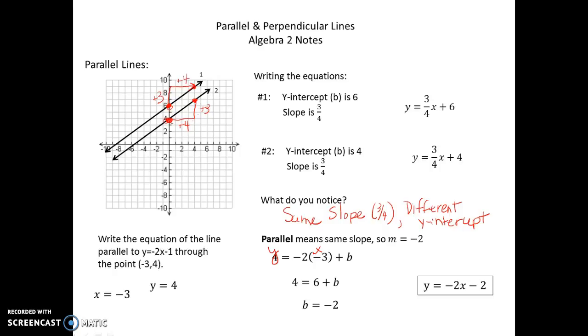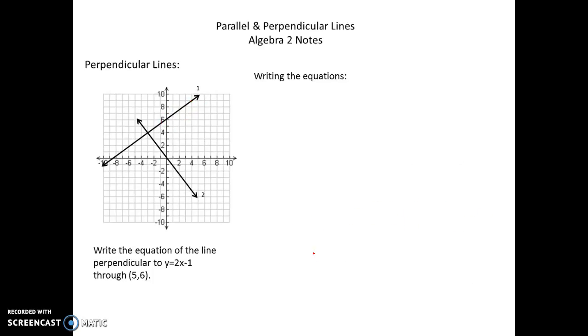Okay, let's move on to perpendicular lines. For perpendicular lines, we do the same kind of thing. Write the equation. Again, we're going to find y-intercepts. So here's a y-intercept for line 1, and then up here is another point. So we have a slope of 3/4 again. That's the same line as before, so we get y equals 3/4 x plus 6.